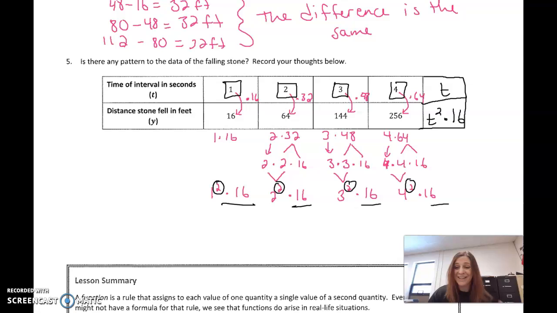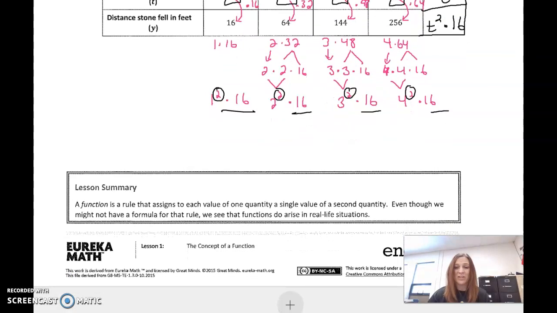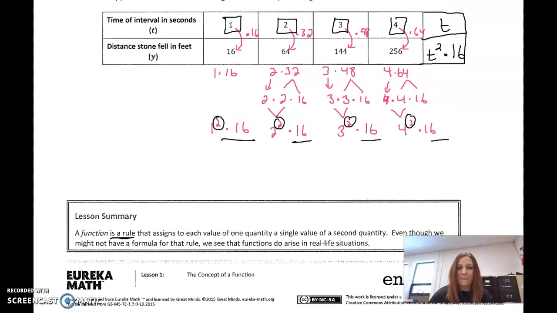So is there a pattern? Yes, there is. It might just not be as obvious as we've been doing, but it's still something we're going to be able to figure out later on. Again, don't overthink any of this. Just remember that we're talking about a function here, and it's a rule. A function is a rule, way back to the first video, that assigns, this rule here assigns an output to whatever you put in for your input. 1 to 16, 2 to 64, 3 to 144, and 4 to 256.